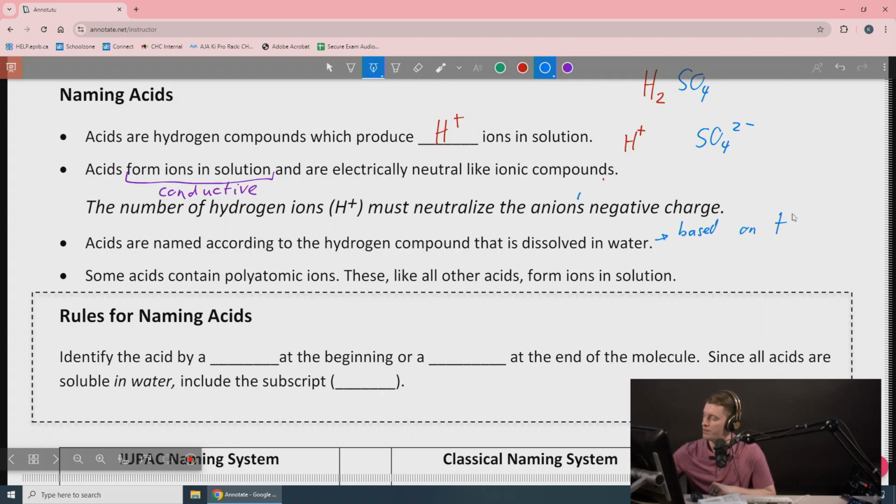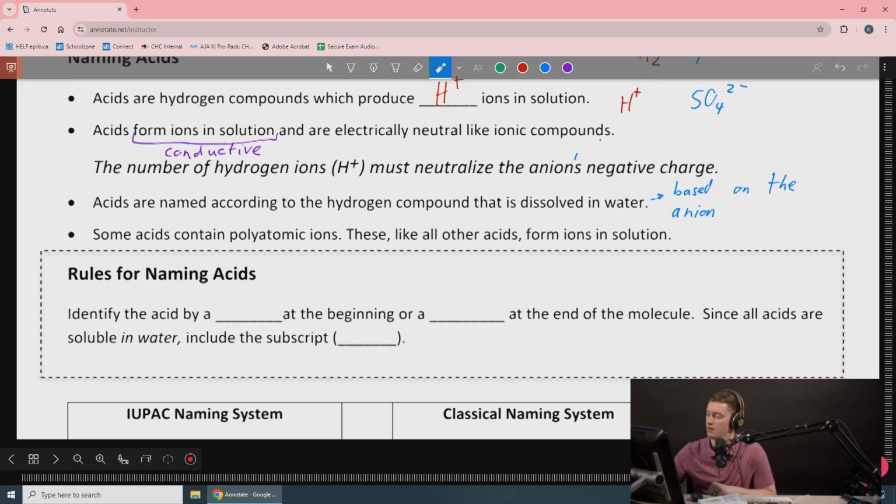on the anion. So if we're saying that an acid kind of acts like an ionic compound with H plus and an anion, because all of these acids are going to have hydrogen ions in them, we don't name them based on those hydrogen ions. The name changes based on what that hydrogen ion is paired with. Some acids contain polyatomic ions. These, like all other acids, form ions in solution. This is an example of a polyatomic anion.